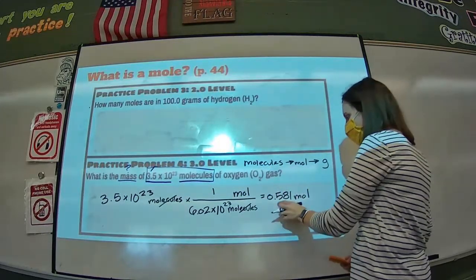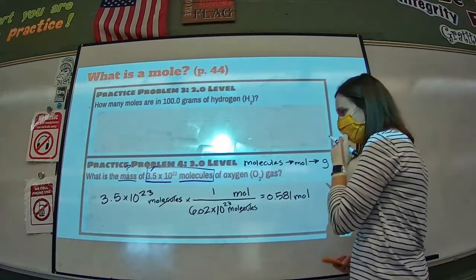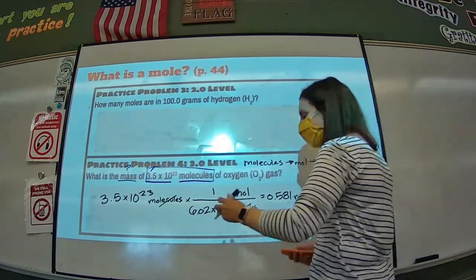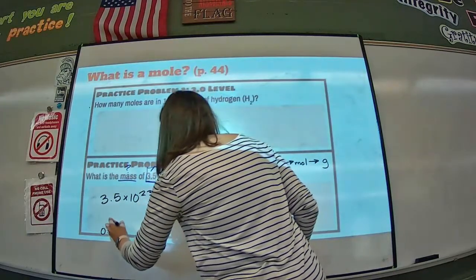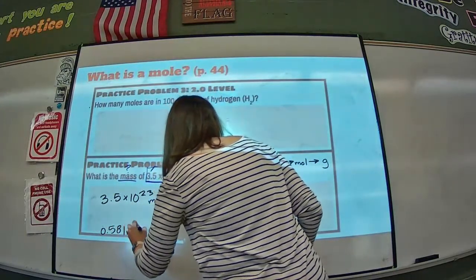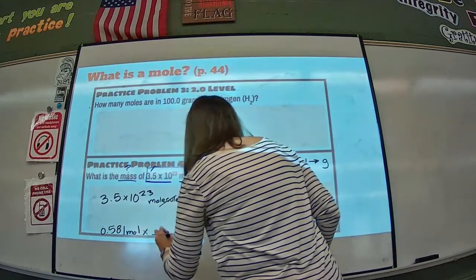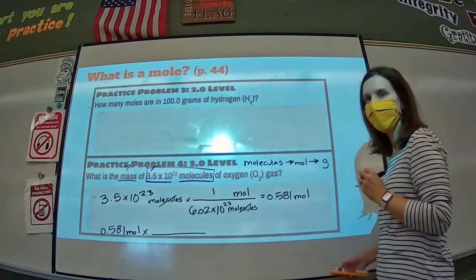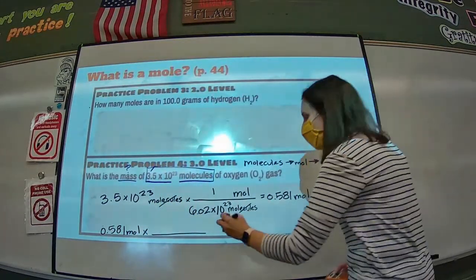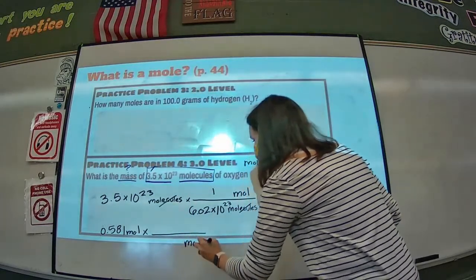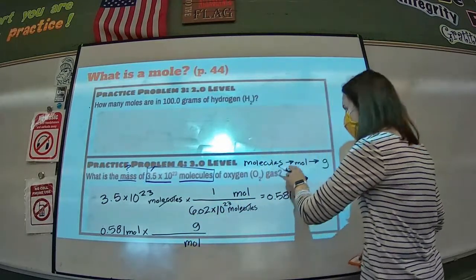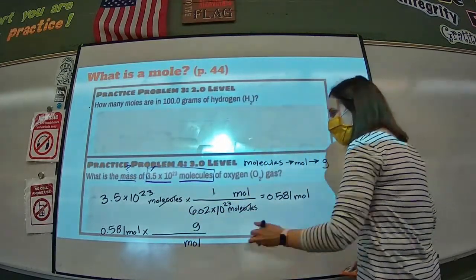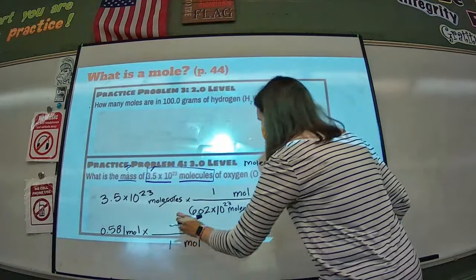Now I need to do my final step, which is going to be moles to mass. And so to do that, I'm going to take my value, my 0.581 moles. I'm going to do times in the line again. And I want to get rid of my moles, so I'm going to put moles on the bottom. And then to get my grams, I'm going to have to look at the periodic table. So I'm going to go moles to grams. So 1 mole is equal to a certain number of grams.